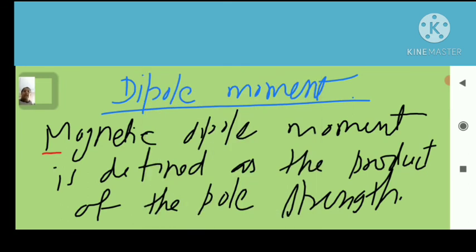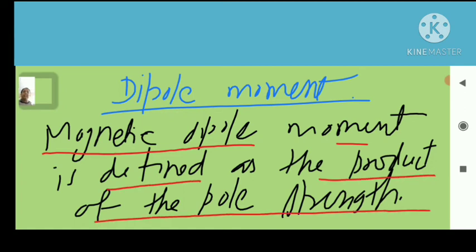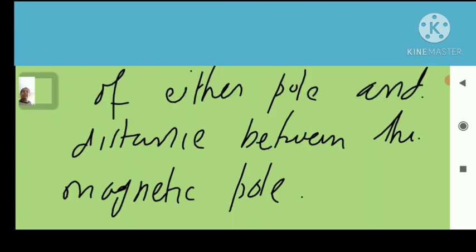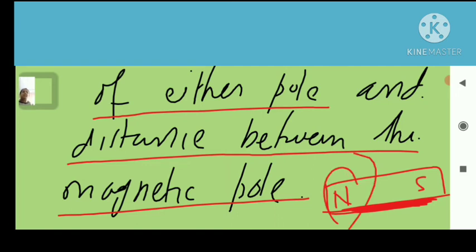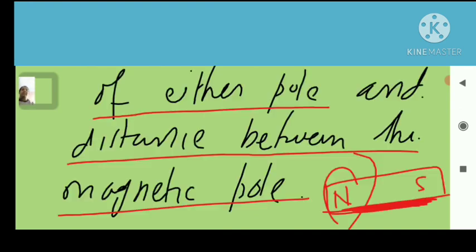A magnetic dipole moment is defined as the product of the pole strength of either pole and the distance between the magnetic poles. So this is a bar magnet: the distance between these two poles and the strength of either pole. The distance between the two poles is called the magnetic length.